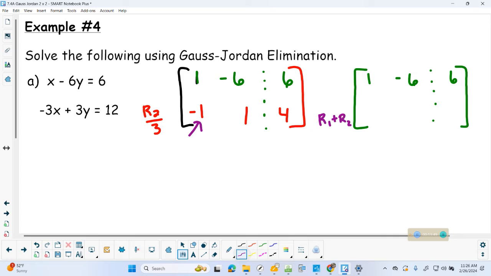All right, add them up. So I'm going to have 0. What's negative 6 plus 1? Negative 5. And what's 6 plus 4? Now, I can tell you right now what y is. Get ready. Now, remember your order.